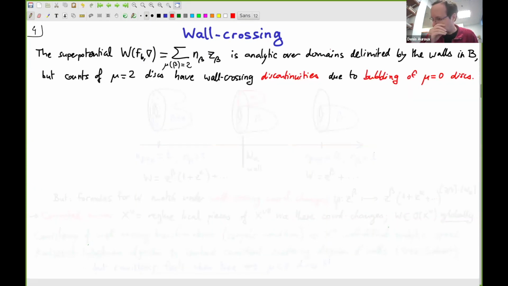Now, on to wall crossing. So this superpotential function is going to be a nice analytic function over the domains in your moduli space where you don't have any jumps in the counts. And the jumps occur when Maslov index 2 disks get affected by bubbling of Maslov index 0 disks.